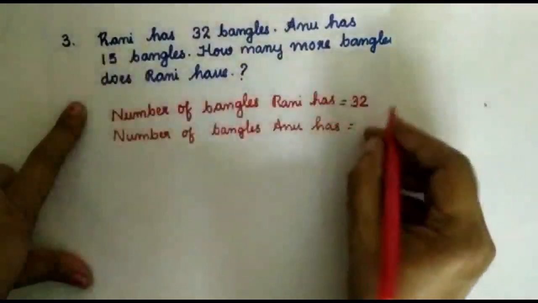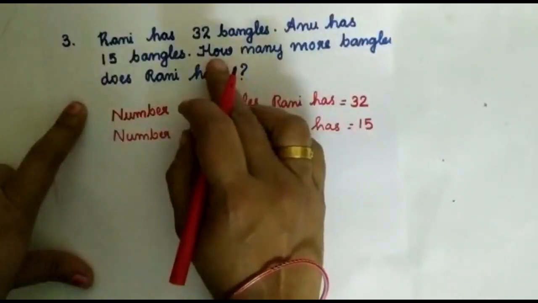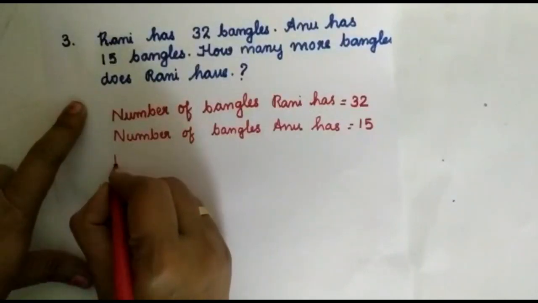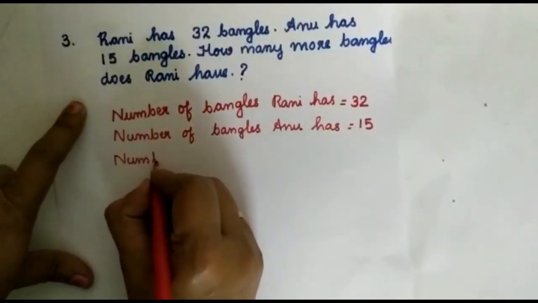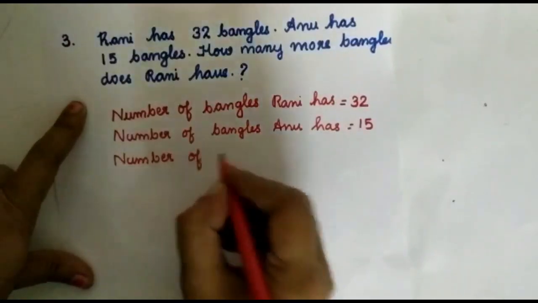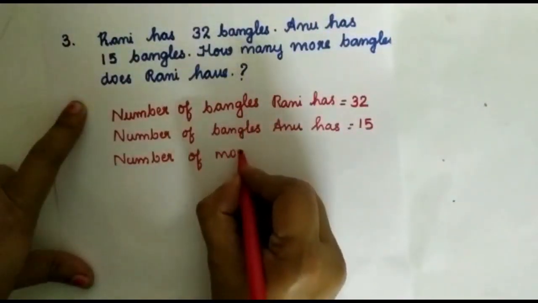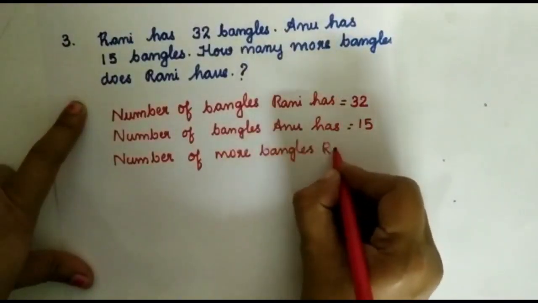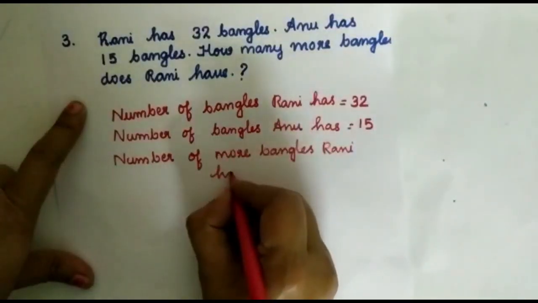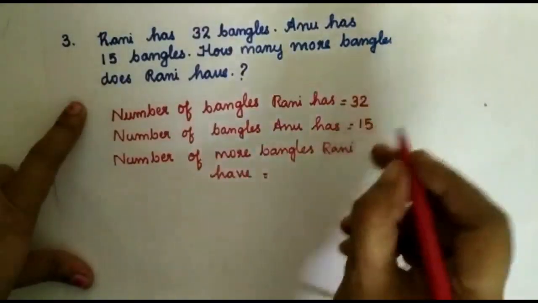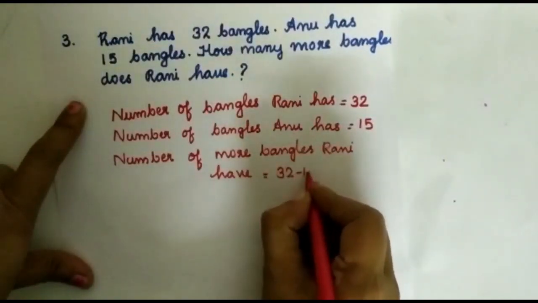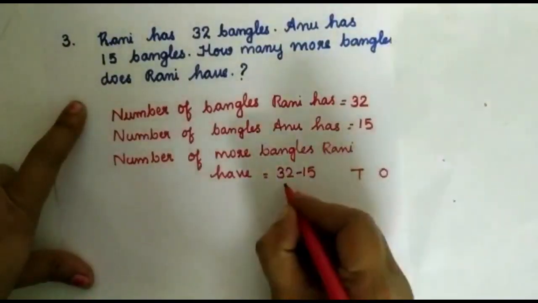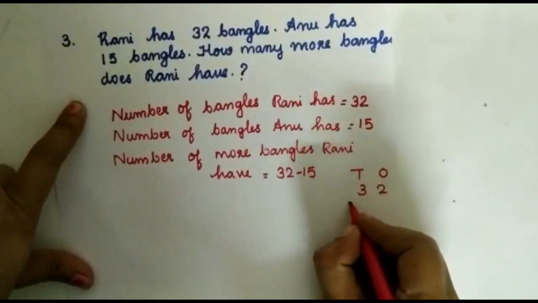Equal to 15 bangles. Next, how many more bangles does Rani have? So number of more bangles Rani has equals 32 minus 15. Tens, ones. 32 minus 15.